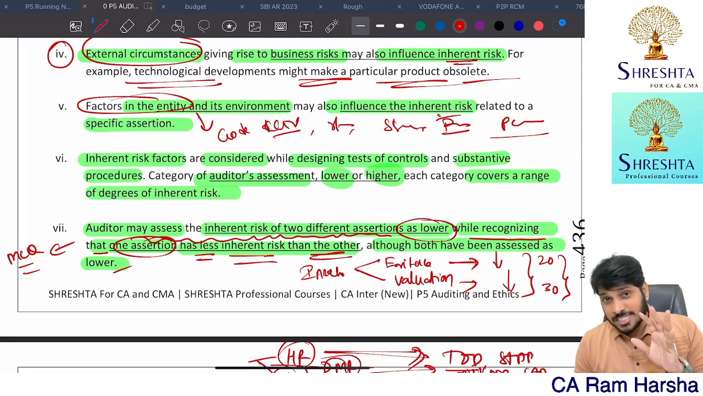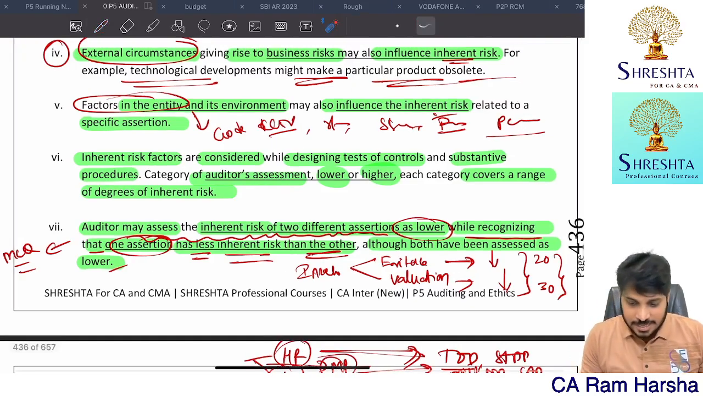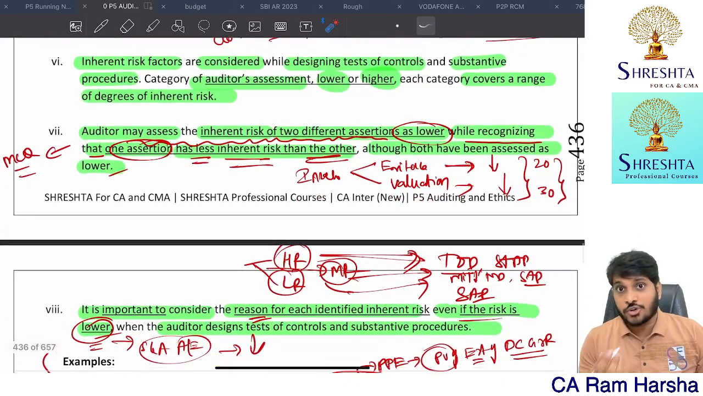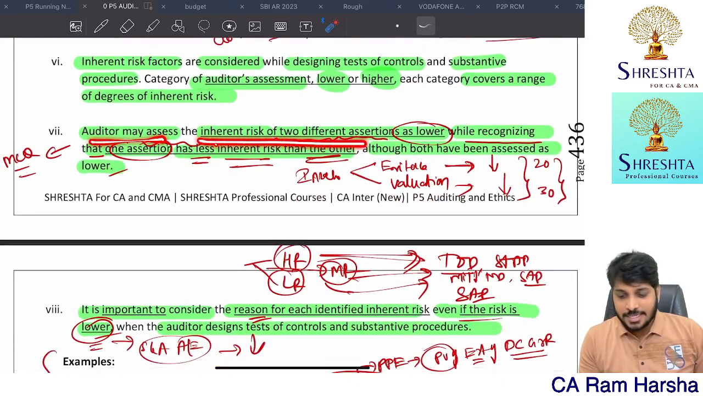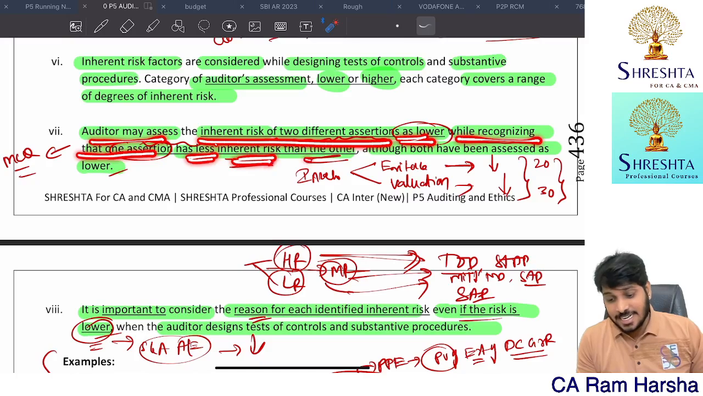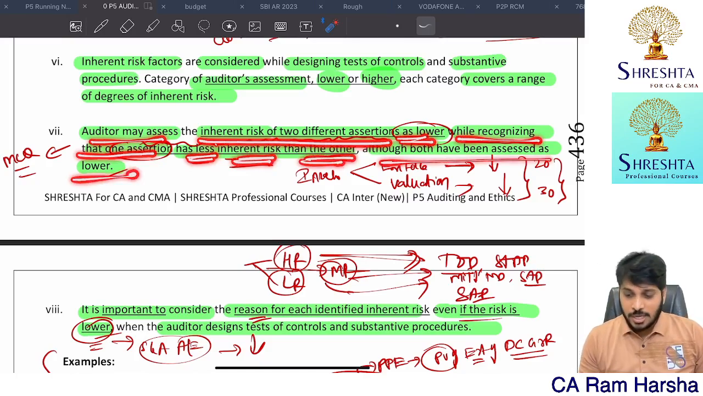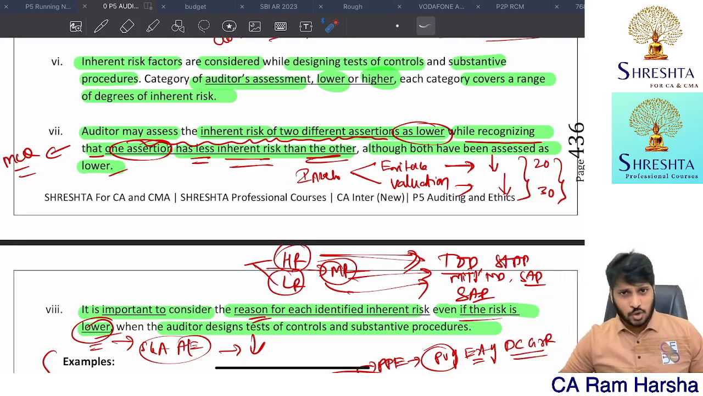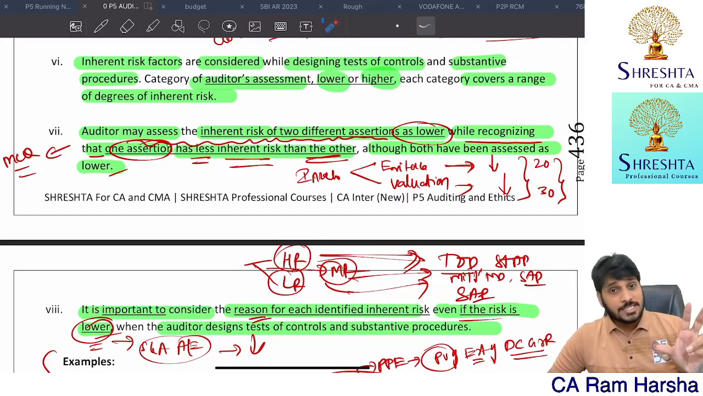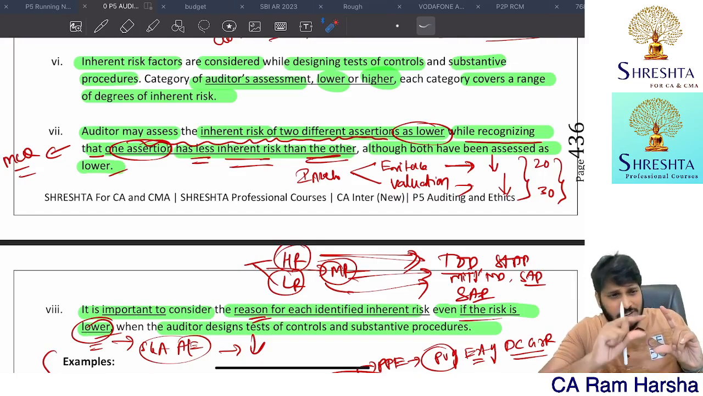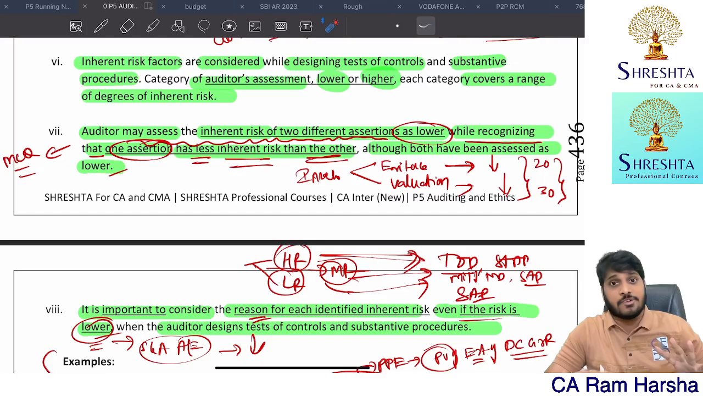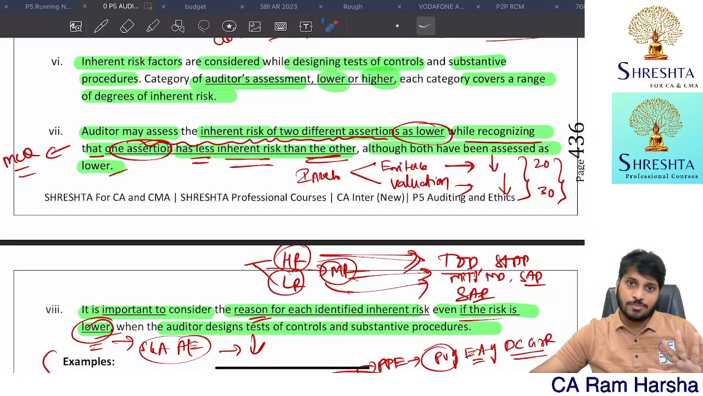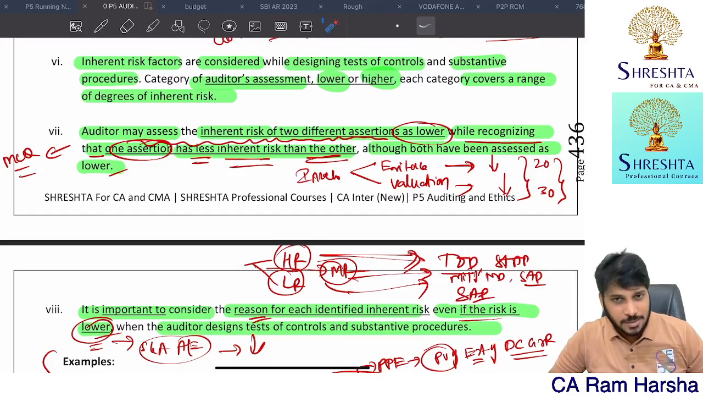How? Which of the following statements is true? They'll give you this as an MCQ. Which of the following statements is not true, or true? Auditor may assess inherent risk of 2 different assertions as lower, while recognizing one assertion has less inherent risk than the other. Though the auditor assessed both as low, and from the audit response point of view it's a low risk and I need not respond much, between those 2, for one I may have a higher feeling, for one a lower feeling. But at the end of the day, both are lower risk. Getting the point?